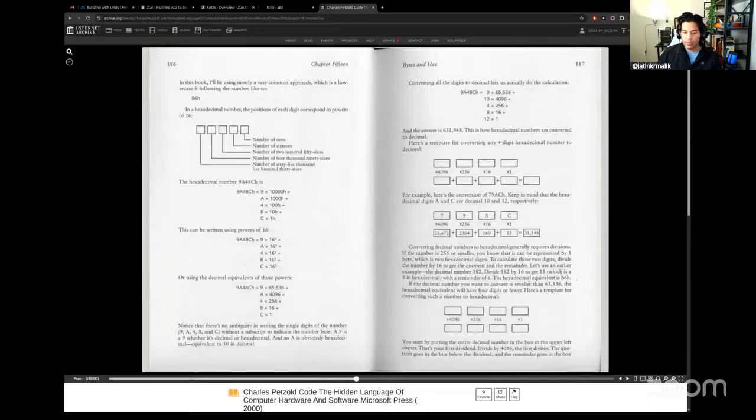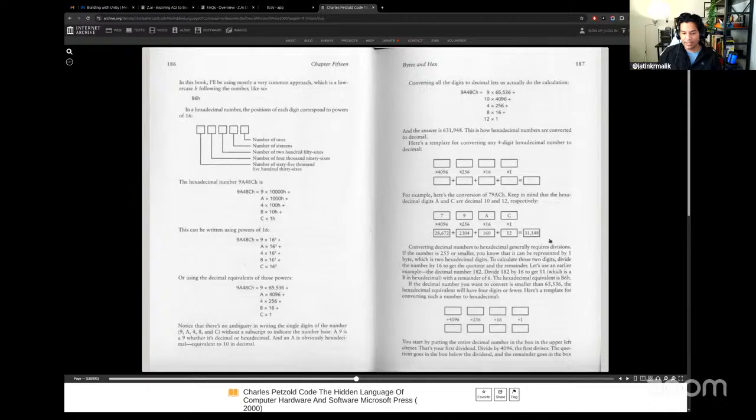If the decimal number you want to convert is smaller than 65,536, which is basically 16 bits, the hexadecimal equivalent will have 4 digits or fewer. Here is a template for converting such a number to hexadecimal. You start by putting the entire decimal number in the box in the upper left corner. That's your first dividend. Divide by 4096, the first divisor. The quotient goes into the box below the dividend.